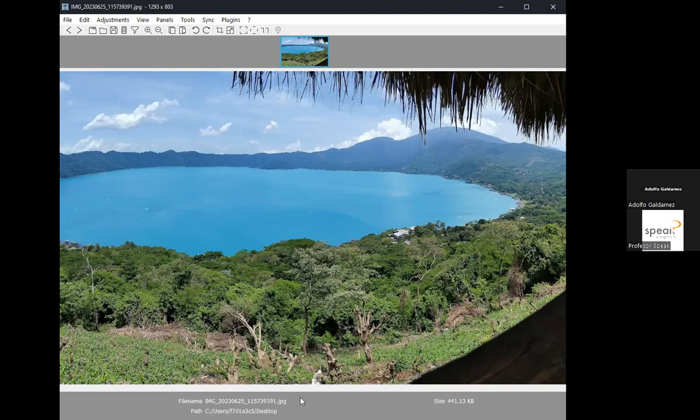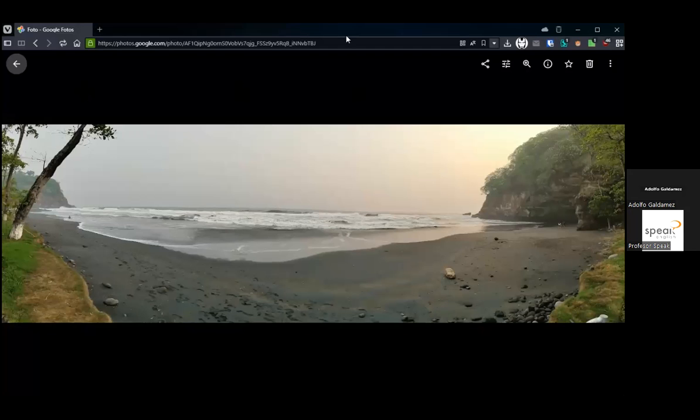Second picture. Give me a second. Give me a moment. I intend to change it. Well, give me a second. Okay. You can see now. Can you see? Yes, I can see.